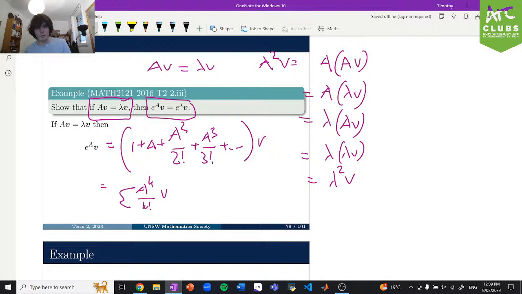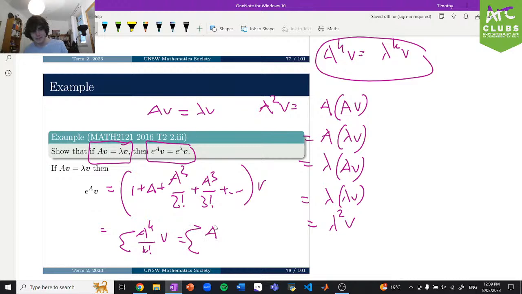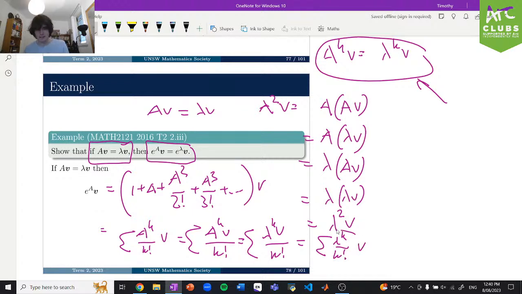This is really useful because of the result we just proved: A to the k times V is equal to lambda to the power of k times V. So we can write that as the sum of lambda to the k times V over k factorial. We can then take our V back out, which gives us the sum of lambda to the k over k factorial times V. This takes exactly the form of our Taylor series for the exponential of a scalar, so this is now e to the lambda times V.